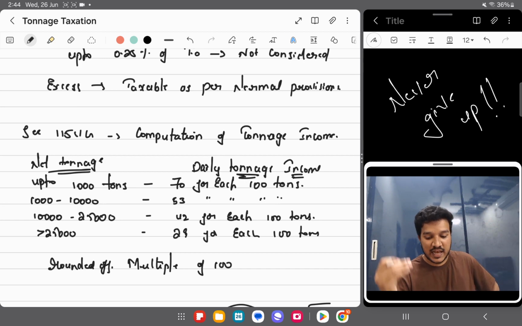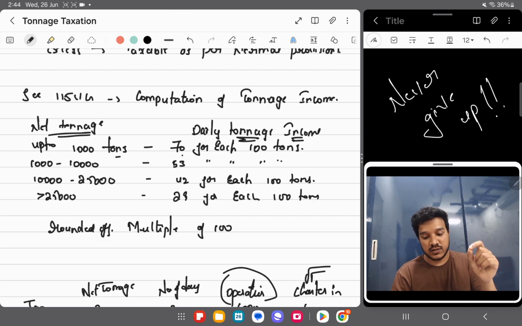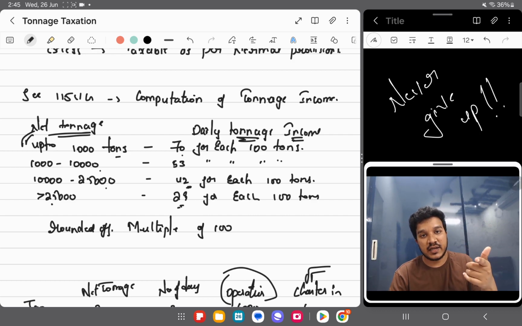तो यहाँ पे कुछ स्लैब्स दिया गया है इसमें. ठीक है, up to 1000 tons, no, 70 for each 100 tons. Okay, 70 for each 100 tons. How many 100 tons are there? 10 in the first case. Okay, from 1000 to 10,000 it is 53. From 10,000 to 25,000 it is 42. More than 25,000 it is 29 for each 100 tons. For 100 tons you have to pay 29 rupees in this case. Okay, in the first case for 100 tons you have to pay 70 rupees.